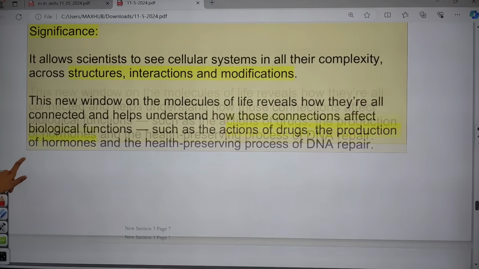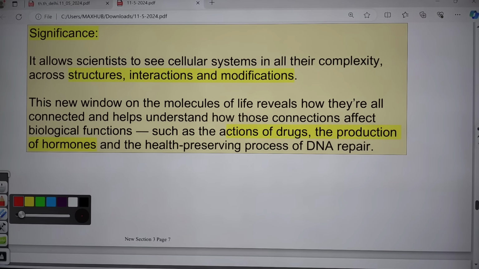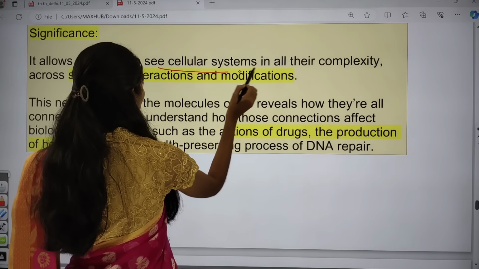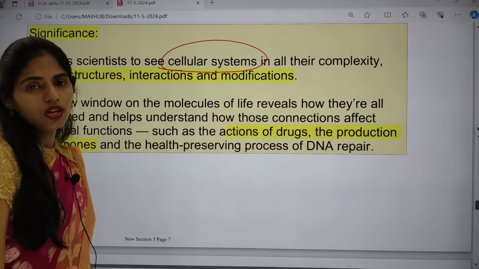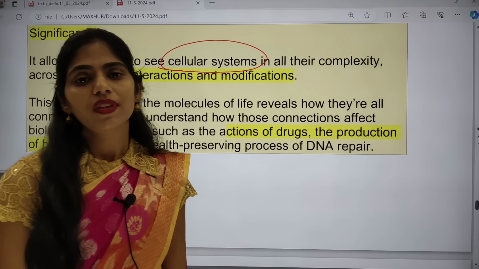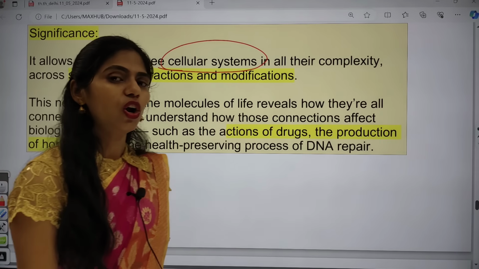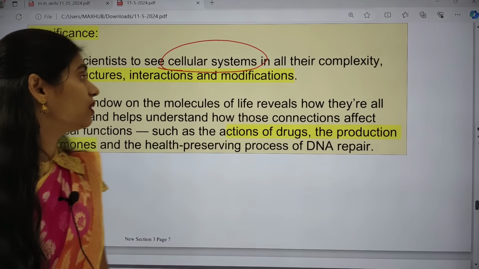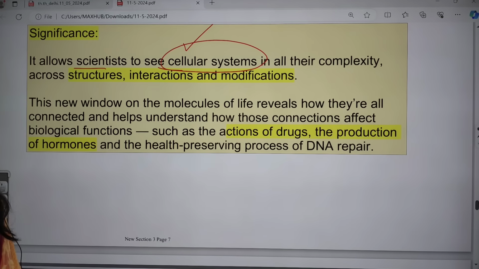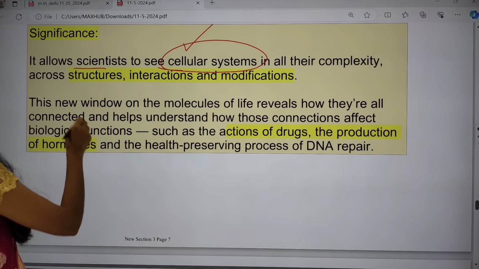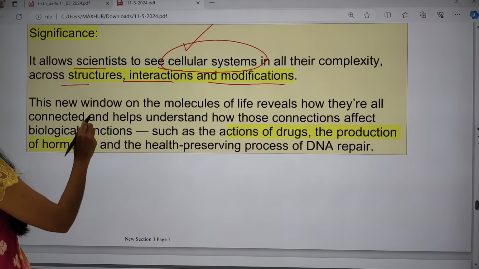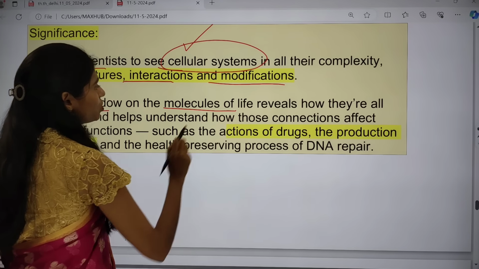So actually, what is the significance? The first one is that it allows scientists to see the cellular system. How the cells are there, how they are functioning, whether there is any damage in the cells, or any alteration in the functioning. Everything will be seen. It allows scientists to see the cellular system in its complexity across structures, interactions and modifications. And this is a new window on the molecules of life.